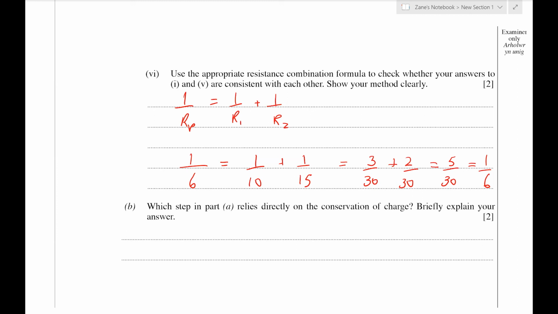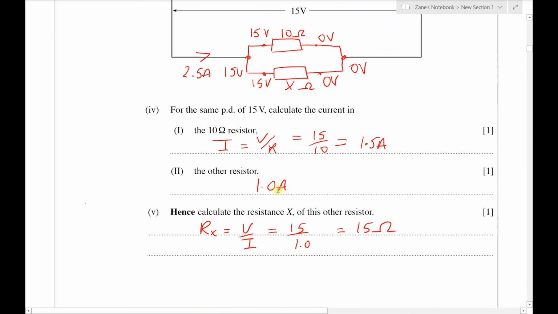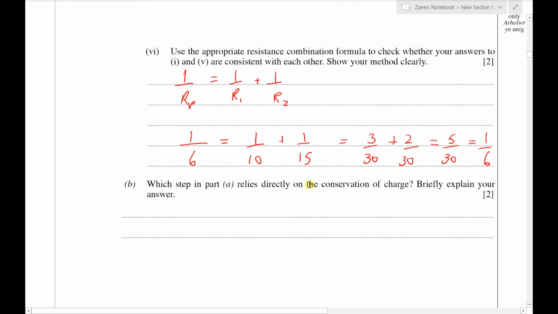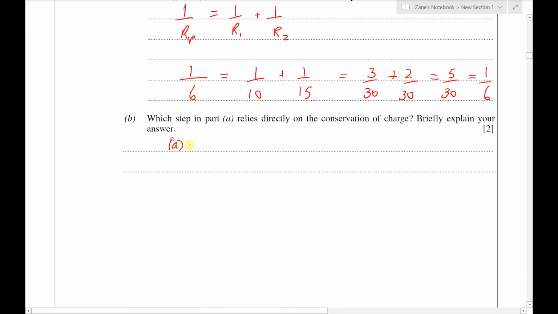And part B, which step in part A relies on conservation of charge? And we're going to briefly explain our answer. Well, it's this step here where we found the current through the other resistor. So it's A, part 4, part 2. And it's because current is the rate of flow of charge. So there must be the same amount of current entering the junction as leaving the junction.